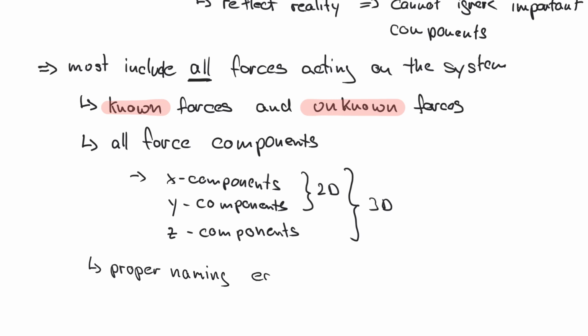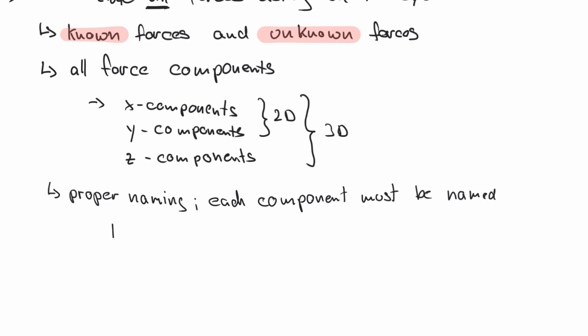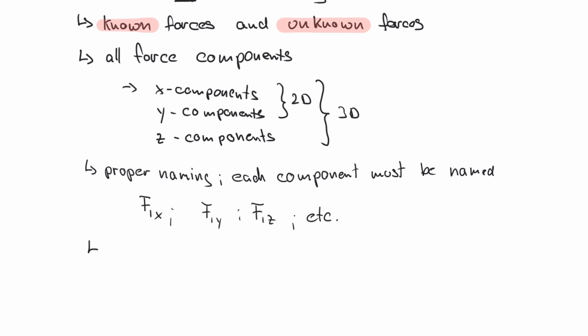So each component must be named. In other words, you talk about your X, Y, Z components. So let's say you have F1X, you have F1Y, that needs to be clear where that is, and maybe even F1Z, etc., etc. So that's the naming. Besides the name, you also need to include the direction. So clearly show direction.